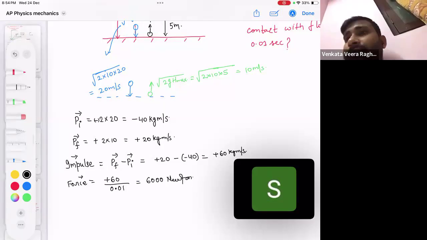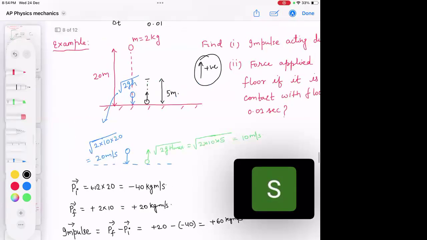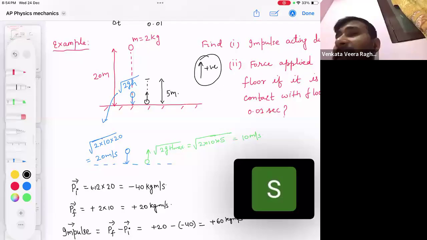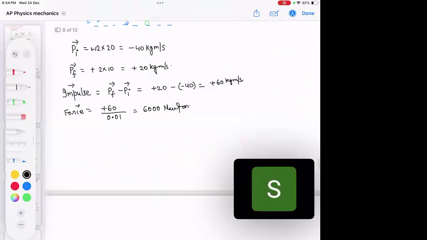Please tell, understood this one? Yes, sir. Please tell me, understood this question? So both questions are exactly the same. In the first question, the data of velocity before and after was directly given. In the second question, instead of giving you the velocity directly, they are asking us to apply the motion under gravity concept to calculate the velocity before and after. Understood? Yes, sir. Let's discuss another example, a different one.